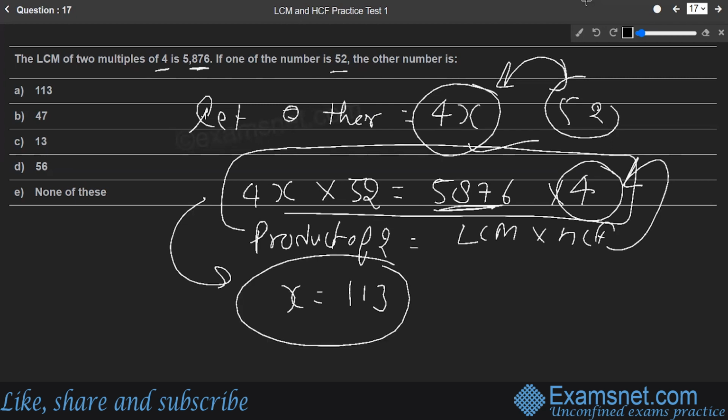So that's what was asked. What is the other number? The first number we assumed to be 52, and the other number we assumed to be 4x. So clearly the other number has to be 113. That is available in option A, and it is the right answer.